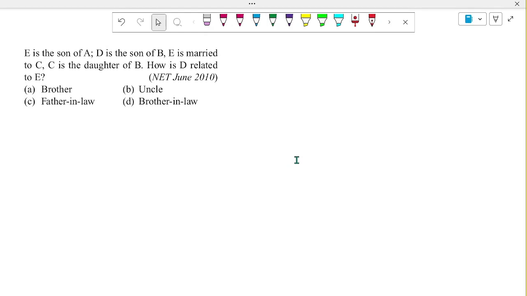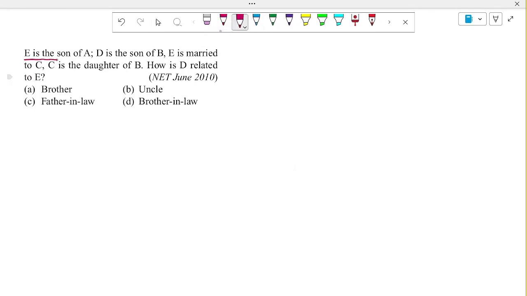E is the son of A. D is the son of B. E is married to C. C is the daughter of B. How is D related to E? Once you read all these things, actually it is much more confusing. That's why you need to go step by step.